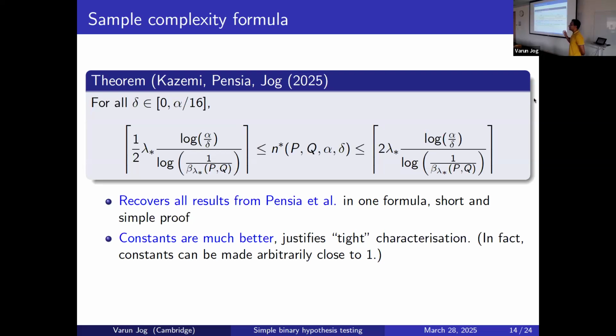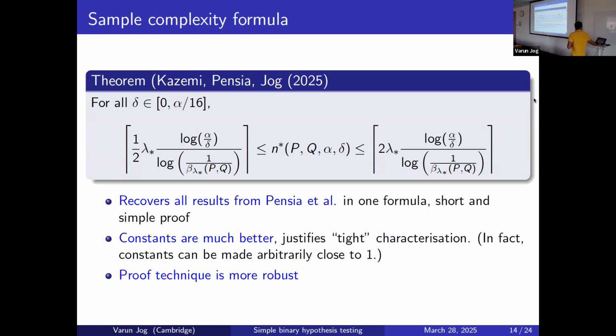The second point is the constants are really good here. The constants earlier were like 200 or something. Here the constants are just half and 2, and in fact they can be made arbitrarily close to 1, which means, so right now I'm saying delta is between 0 to alpha by 16, but if I say delta is between 0 to alpha by 100, then both constants tend to 1. So essentially these constants could be replaced by something as a function of delta that goes to 1 on both sides as delta becomes small. So that's nice, and lastly the proof technique is more robust, so this is going to be useful in the distributed setting that we were studying.